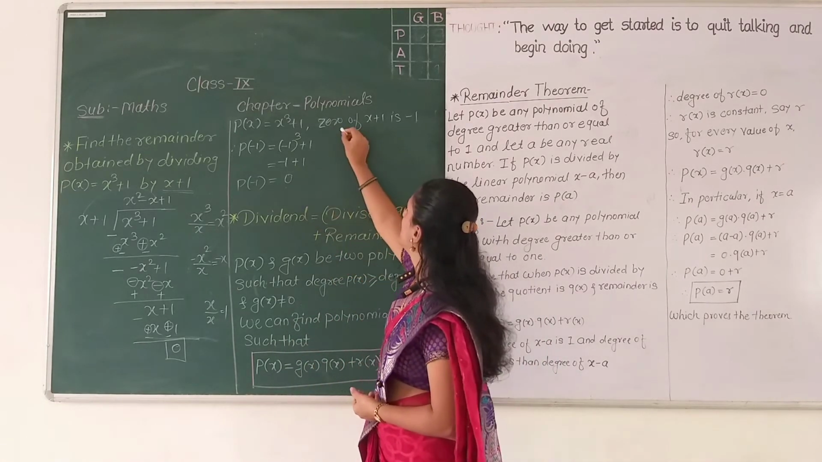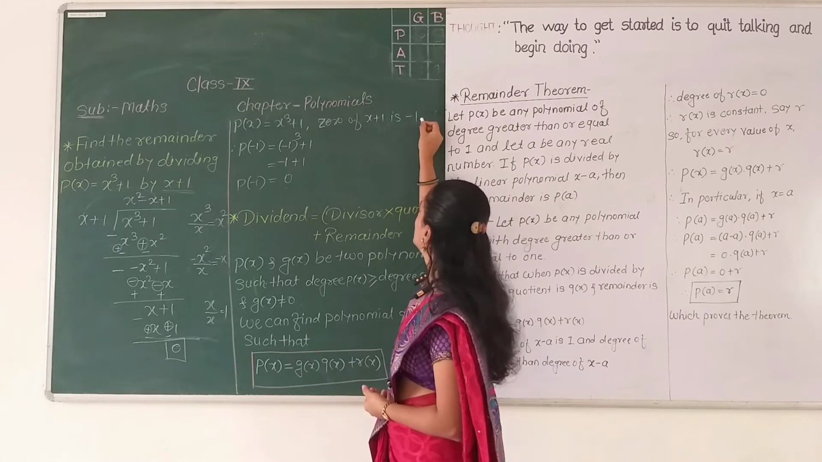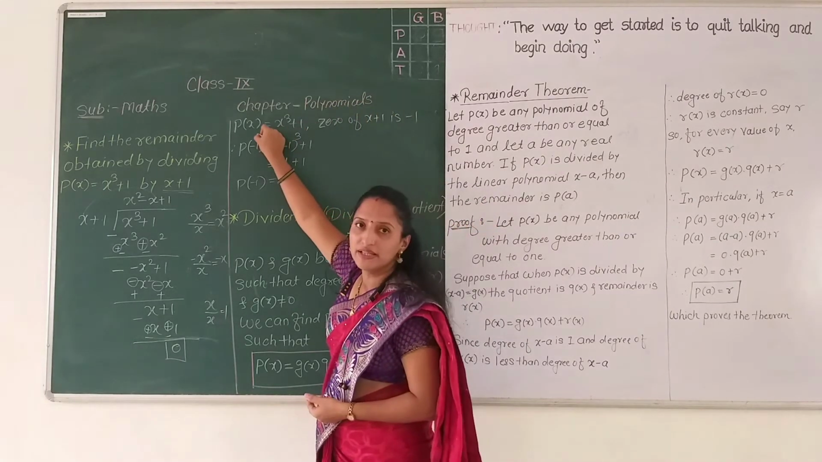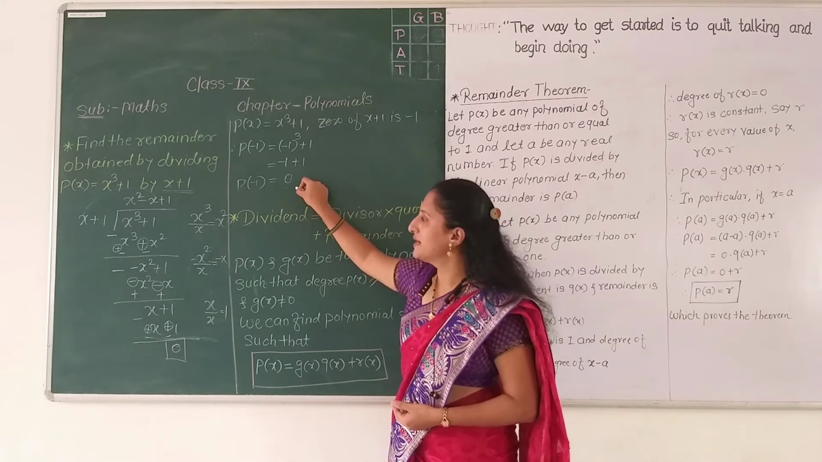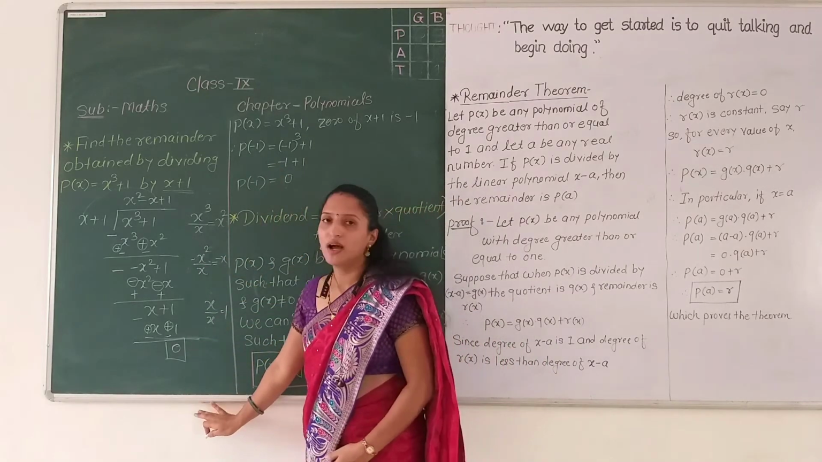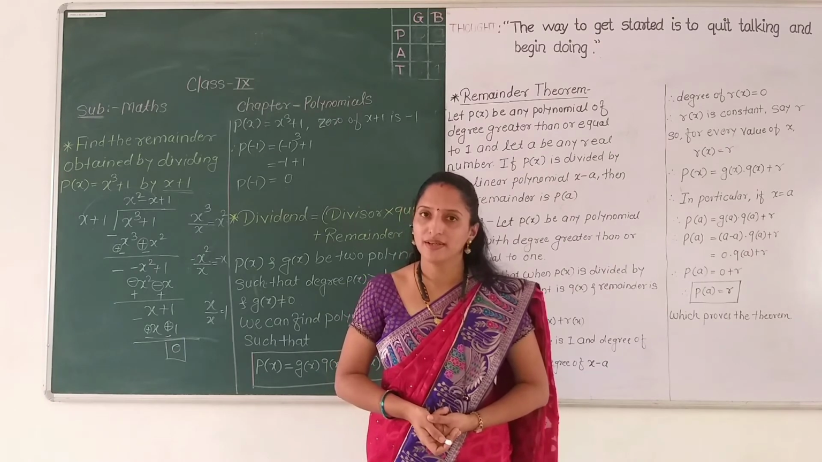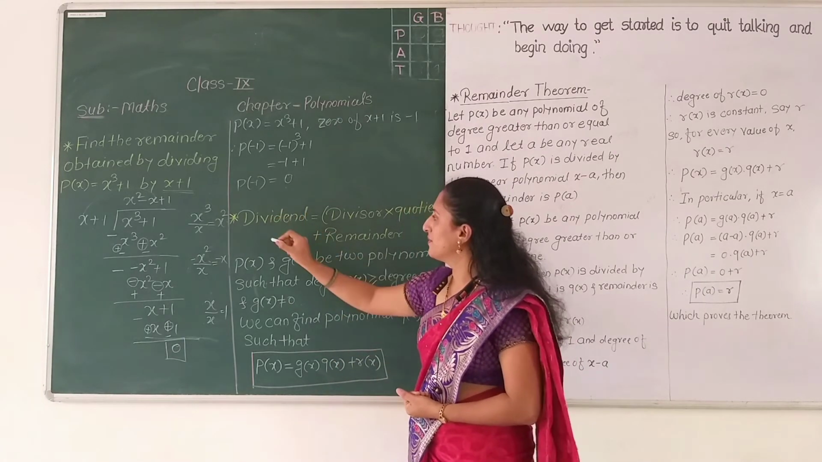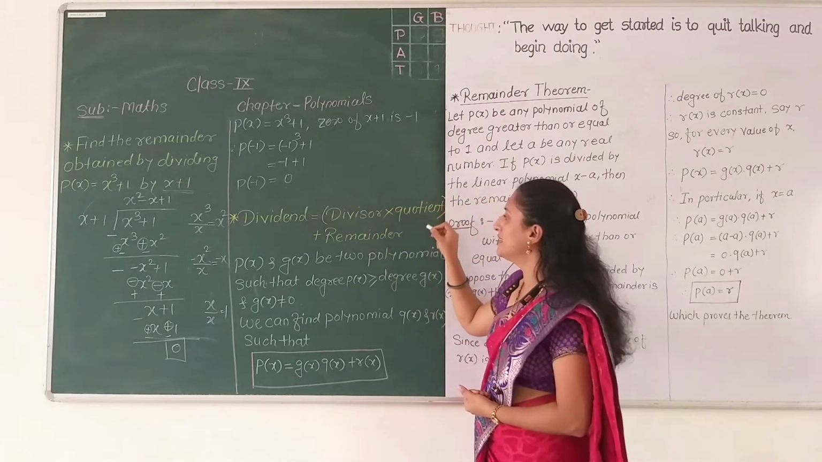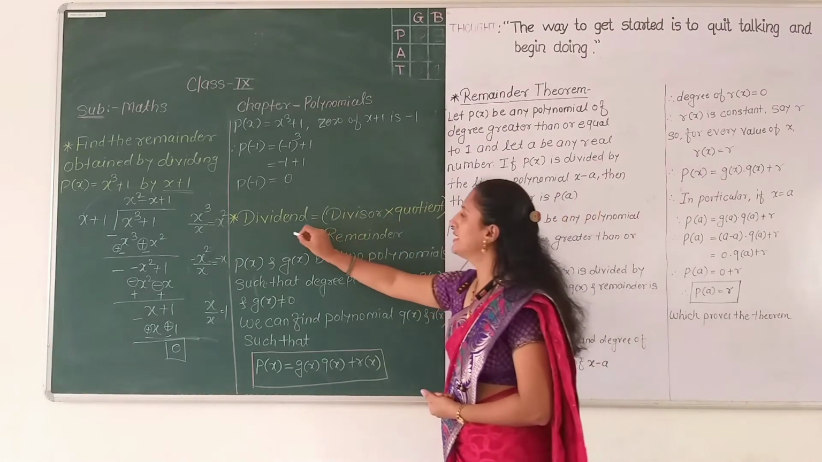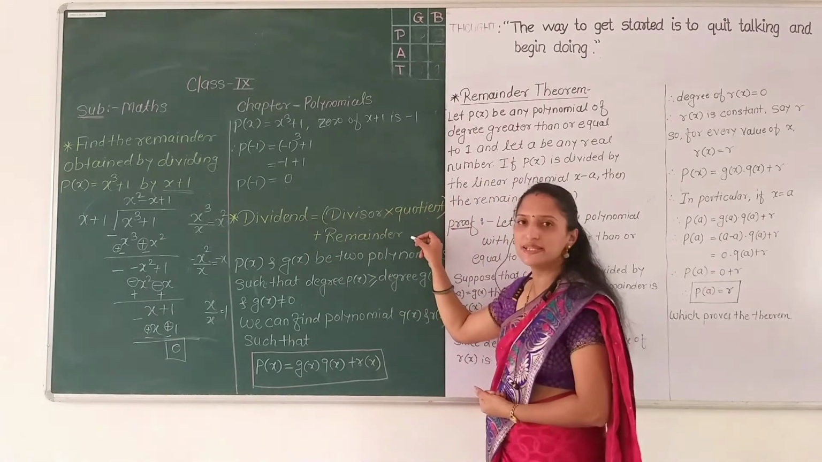Here, the 0 of the divisor, that means the 0 of x plus 1, is negative 1. When I substitute negative 1 in the polynomial, we get the 0 of the polynomial. Okay students? Do you understand how to divide a polynomial with a linear polynomial? So we can write this as dividend is equal to divisor into quotient plus remainder.